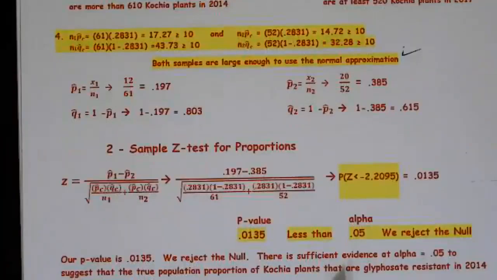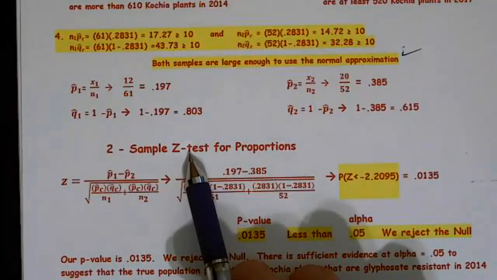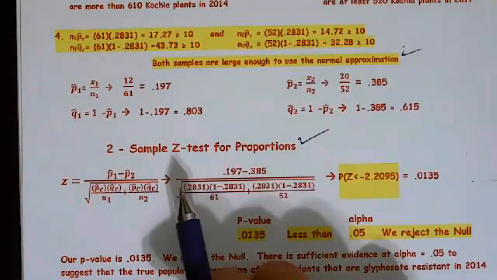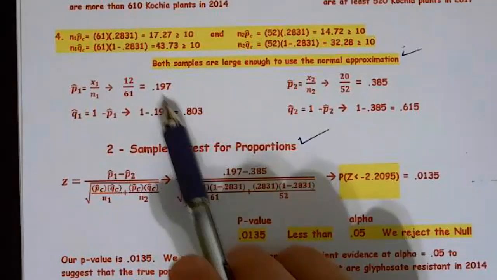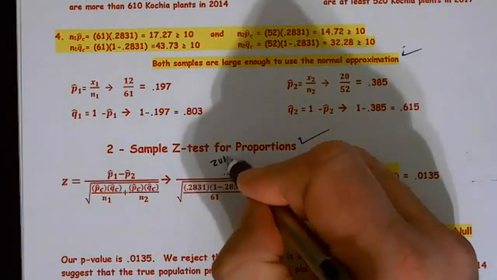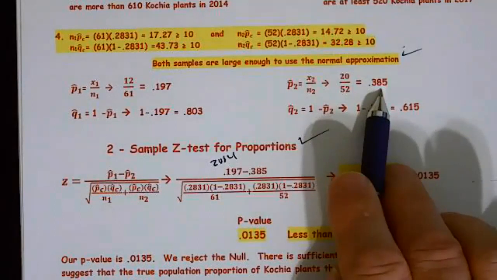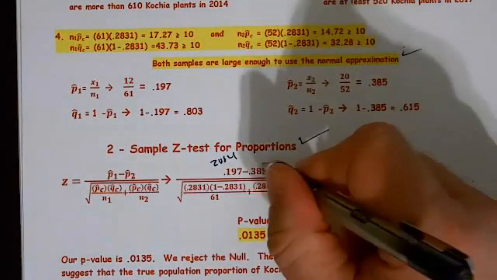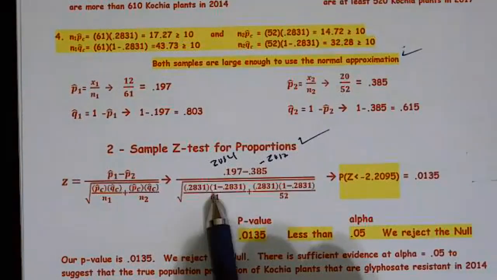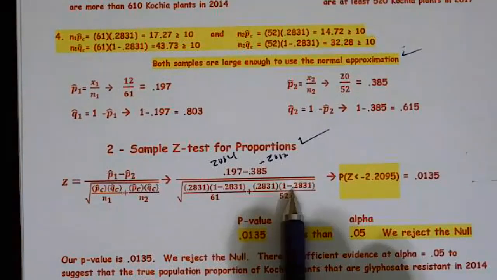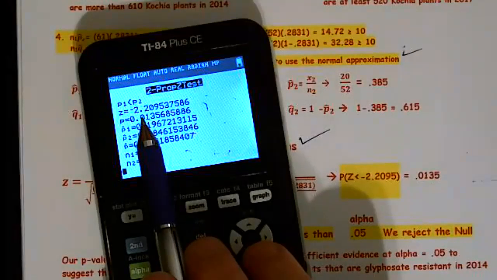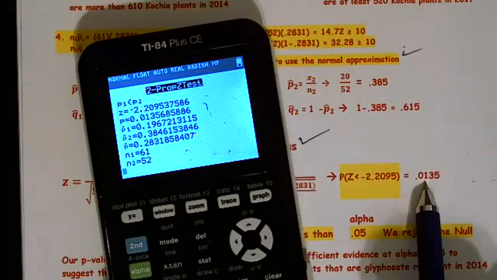So I haven't written down the name of the test, so I've just done that. The two sample z-test for proportions, got to write that down. And I've got to plug in all that information. There's that 0.197 from 2014. And the 0.385 from 2017. And so I have everything plugged in. I'll make sure I write down my z-score. I also write down my p-value.